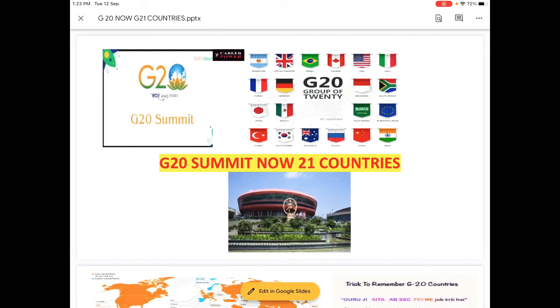Today we'll be discussing the G20 summit, where in the last few days a new member has joined, the African Union, which makes the G20 now 21 countries. We will see the important highlights of this G20 summit, which was held in New Delhi, India, on the 9th and 10th September 2023.